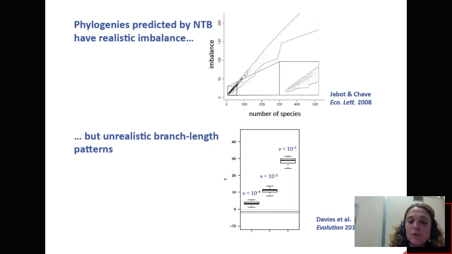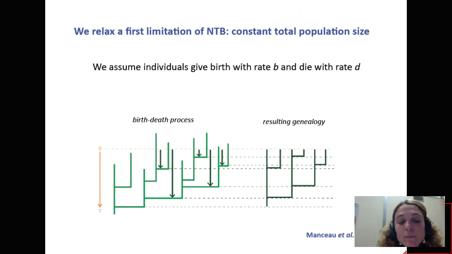Meaning that the neutral model, in its basic form as implemented now, is not able to reproduce phylogenies with realistic branch length patterns. So to move forward here, we relaxed two hypotheses of the neutral theory of biodiversity. The first one is the fixed meta-community size.